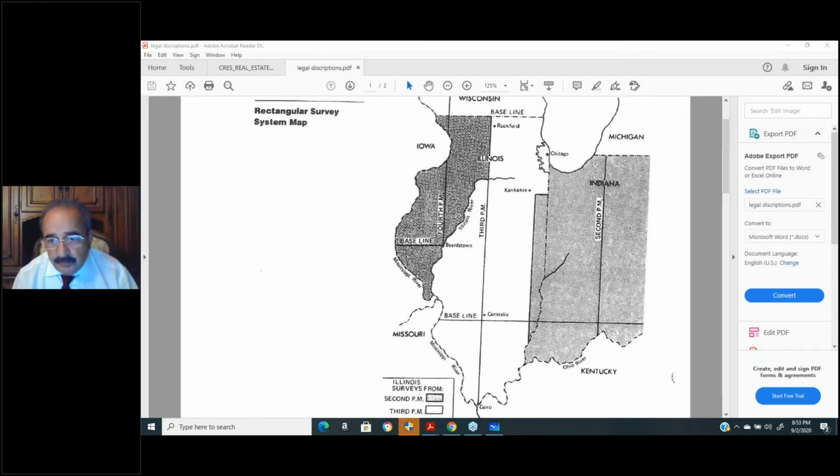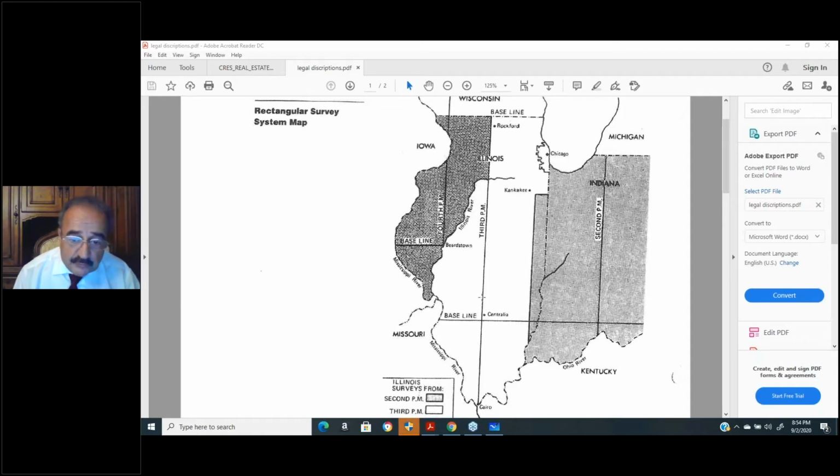Okay, you see the second principal meridian goes right down the center of Indiana. There's a small portion of Illinois, just south of Kankakee, that's only covered by the second principal meridian.